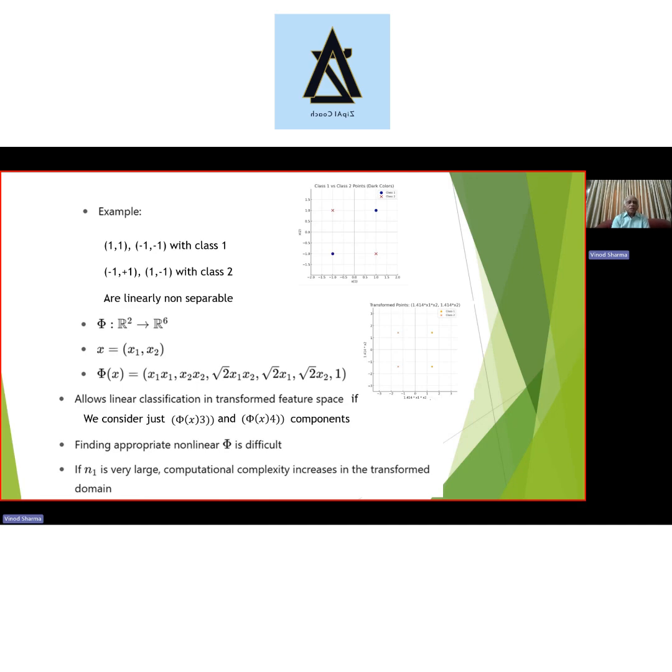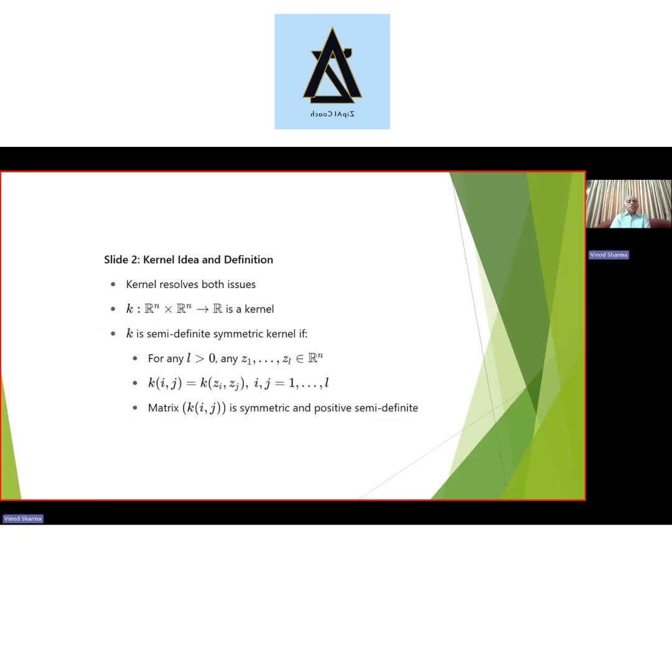Secondly, even if we get phi, properly classifying in this larger dimension n1 space will have much higher computational complexity. If we use the kernel method, then both of these issues can be addressed.